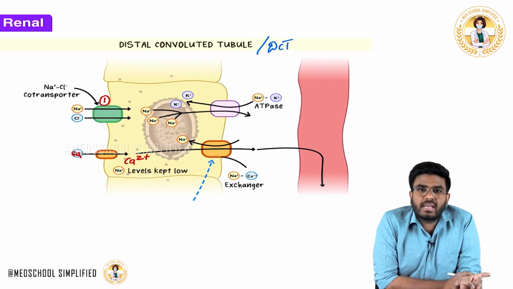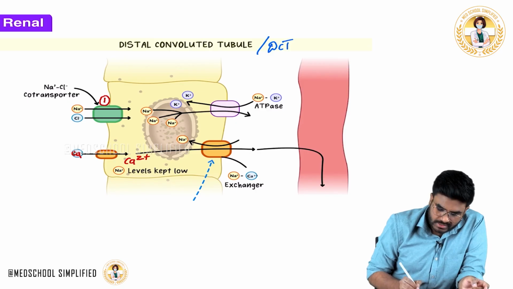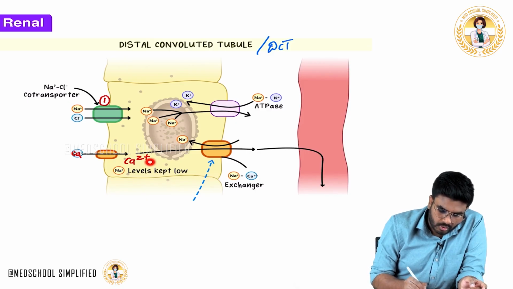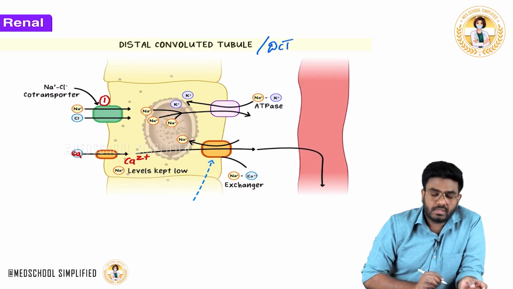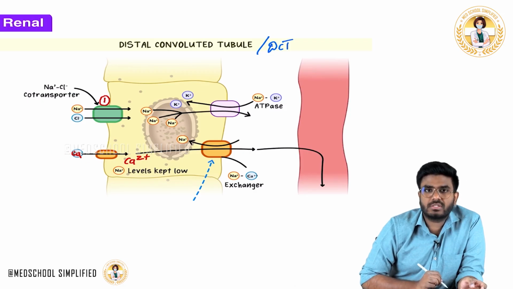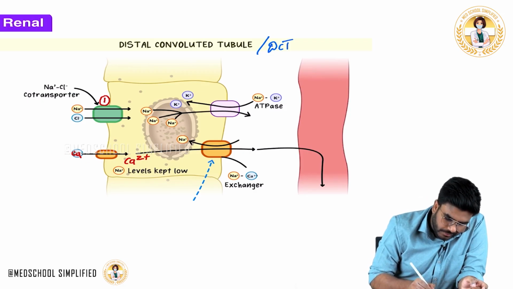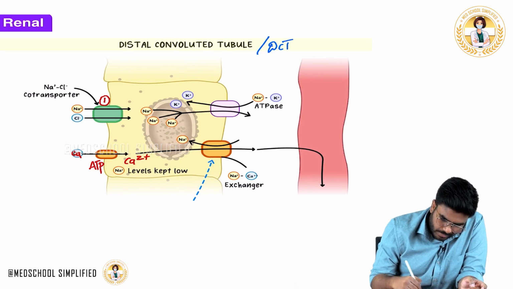Now, you are moving the calcium from low concentration to high concentration, because in the cell the calcium concentration is more. So what do you need to do? You need to use ATP. So this is a pump.